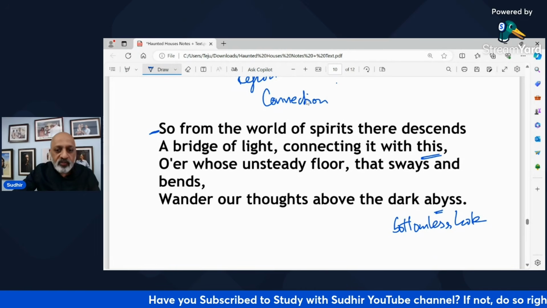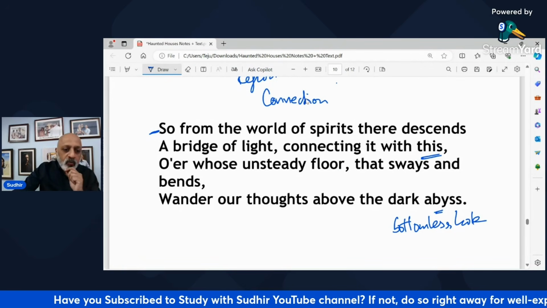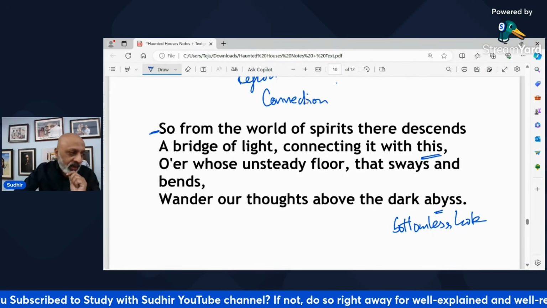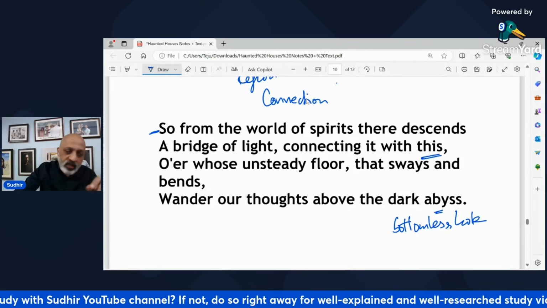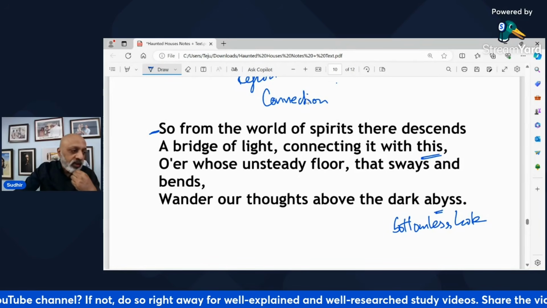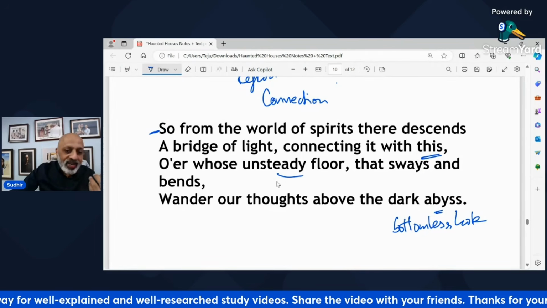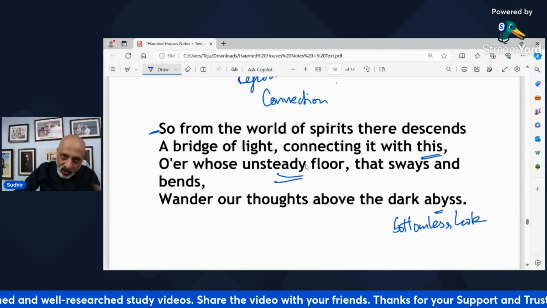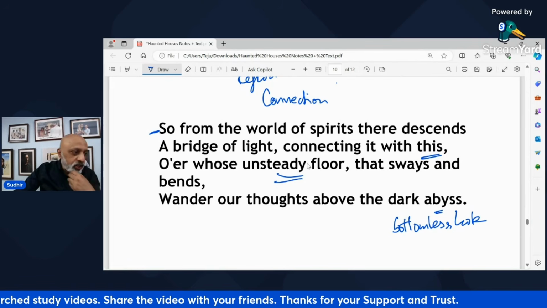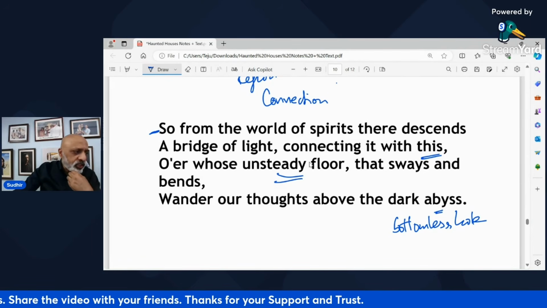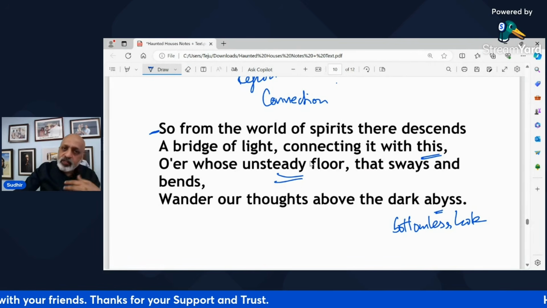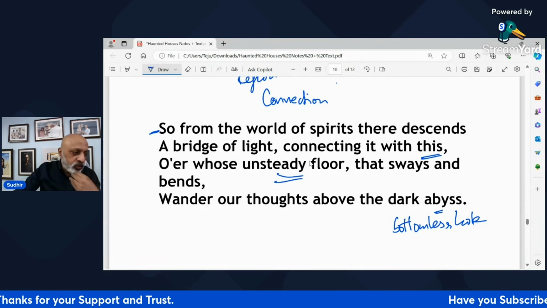Over whose unsteady floor that sways and bends wander our thoughts above the dark abyss. So he's saying that this again reinforces the metaphorical bridge, the moonlit path, and the unsteady floor. Why is he talking about it as an unsteady floor? Because it is an uncertain, slightly dangerous kind of connection. And dark abyss is a reference again to the unknown nature of the spiritual world.